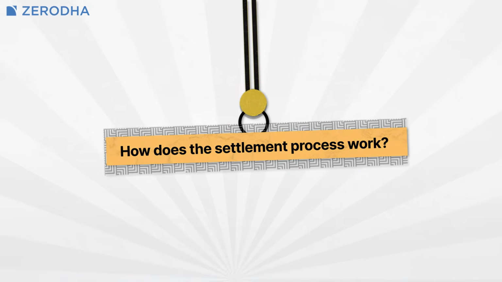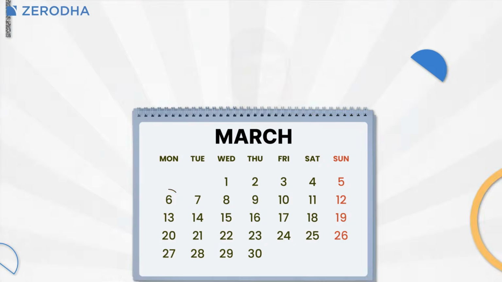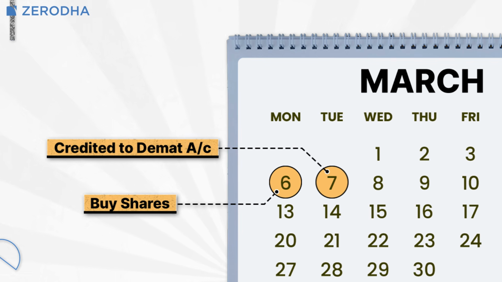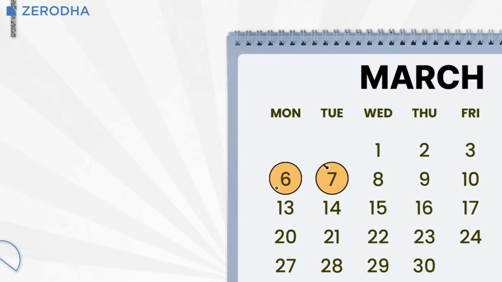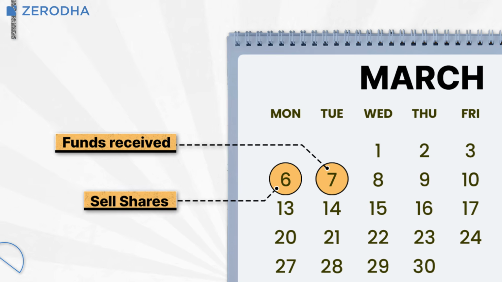How does the settlement process work? The exchanges in India follow a T+1 settlement cycle. This is the time taken for trades to be settled. For example, if you buy shares on Monday, they will be credited to your Demat account on Tuesday, T+1 day. Similarly, if you sell shares on Monday, the funds will be settled in your Zerodha account on Tuesday, T+1 day, and these funds can be withdrawn from your account on Tuesday, T+1 day evening.